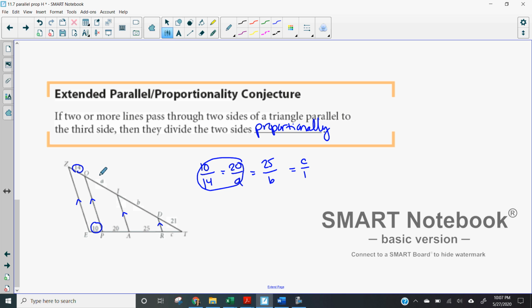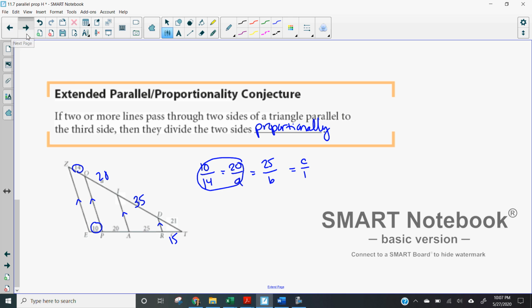Might as well give you these here. A is 28. You can see this is doubled, right? 10 times 2 is 20, so 14 times 2 would give me 28. That's times 2.5. B is 35. And then C is 15. Feel free to find those if you'd like. We'll do a couple practice problems all the way through together next.